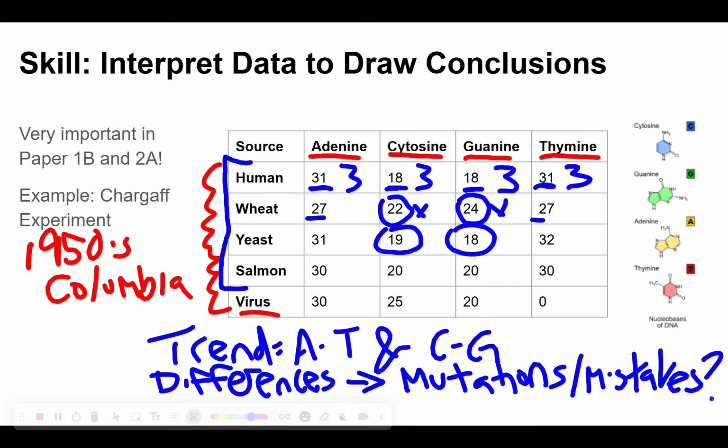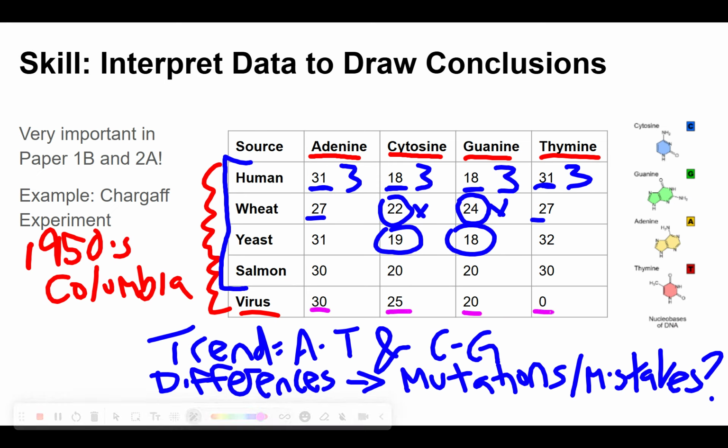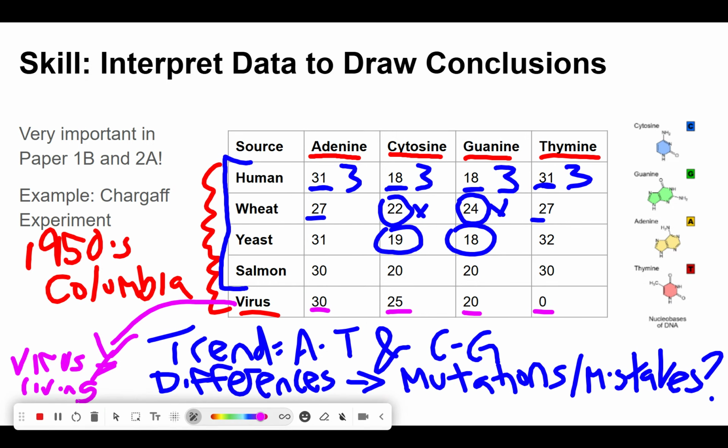And then obviously you could ask, what's up with the virus? Why doesn't this follow the same ratio? When you're looking at that, you would say maybe this gives evidence that viruses are not living. Viruses do not equal living. You could also ask why all of these percentages don't seem to add up to 100. As I'm looking at this, I think I just made some simple math mistakes. But let's just pretend they all add up to 100.